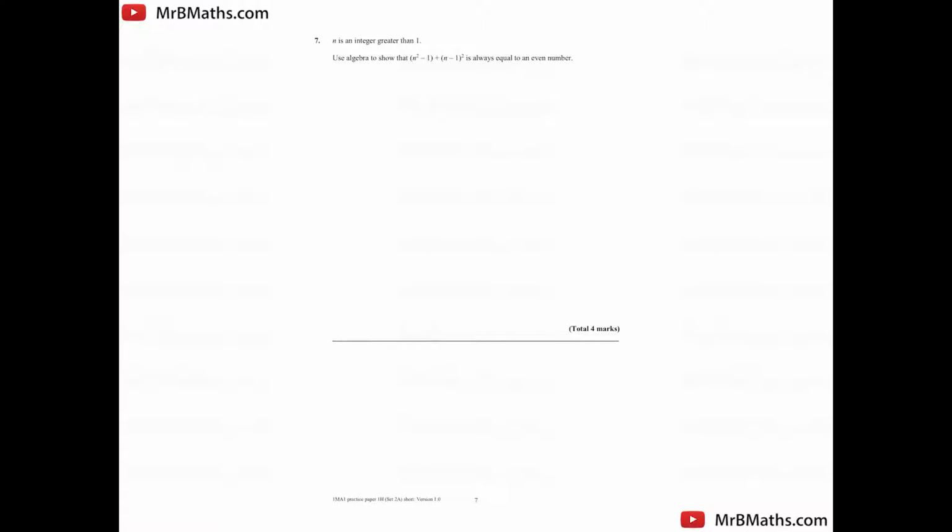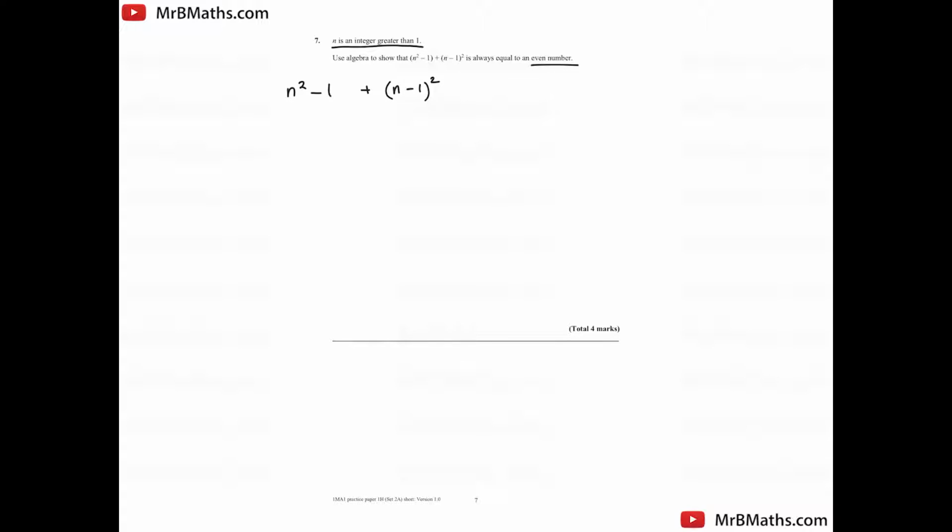n is an integer greater than 1. Use algebra to show that n squared minus 1 plus n minus 1 all squared is always equal to an even number. So n is an integer greater than 1. Right, so if we have n squared minus 1 plus n minus 1 all squared, it is always equal to an even number.